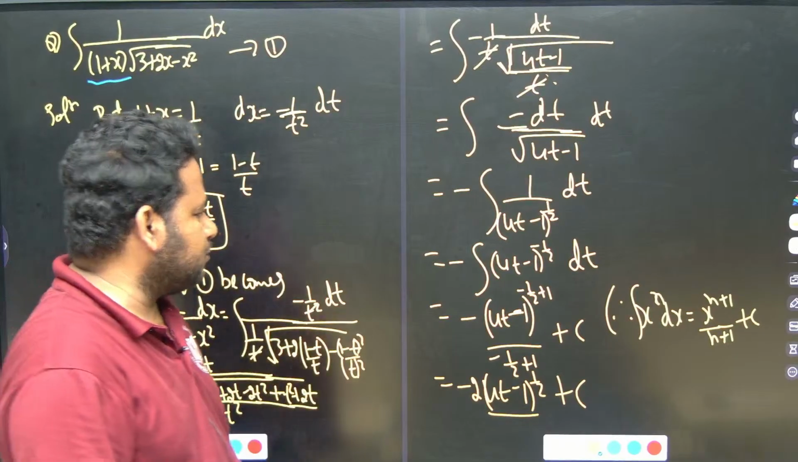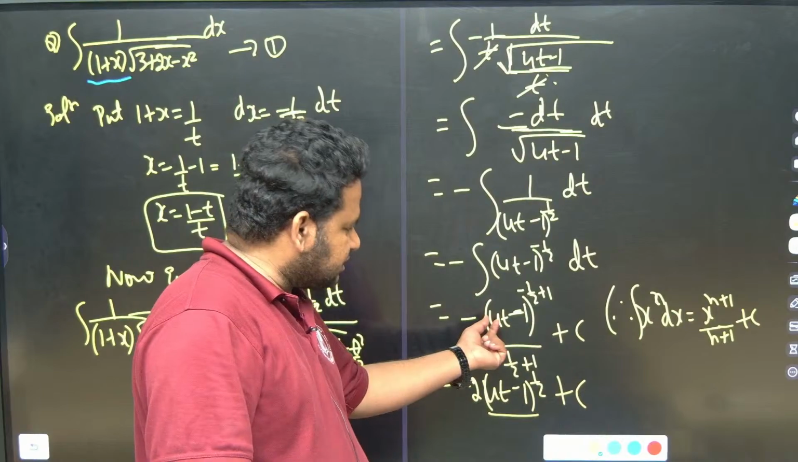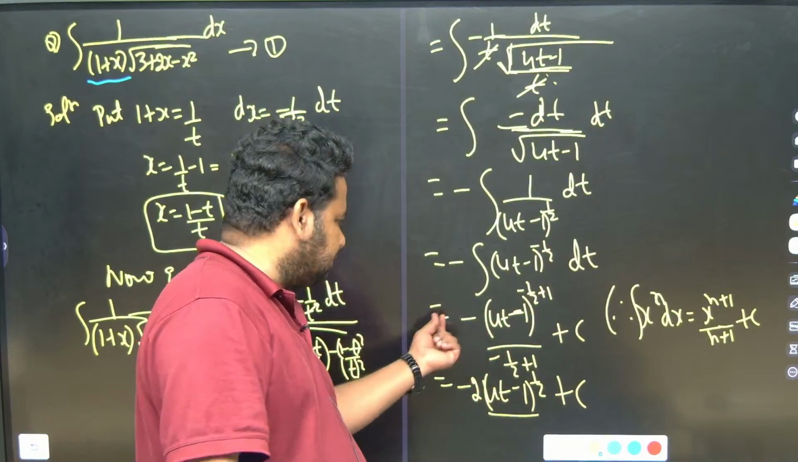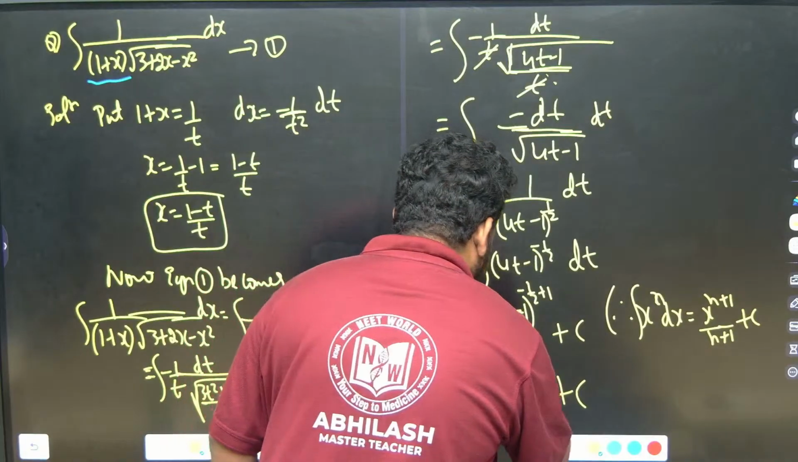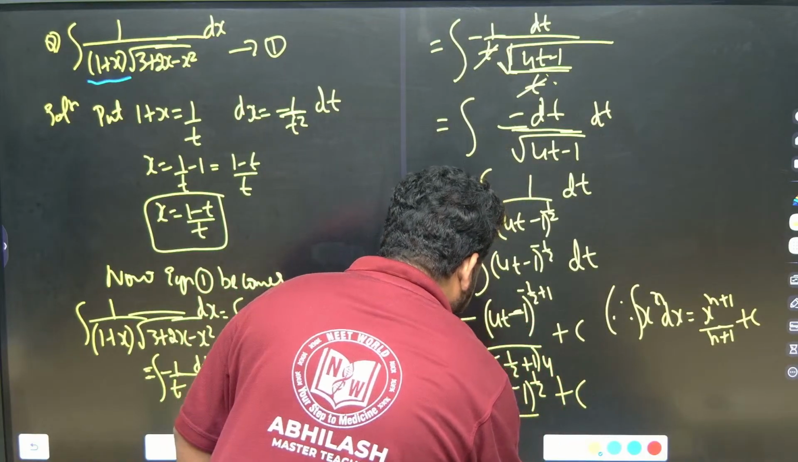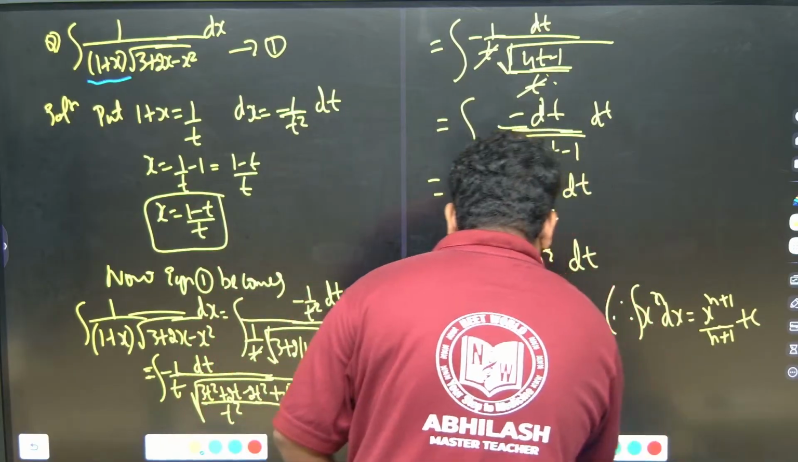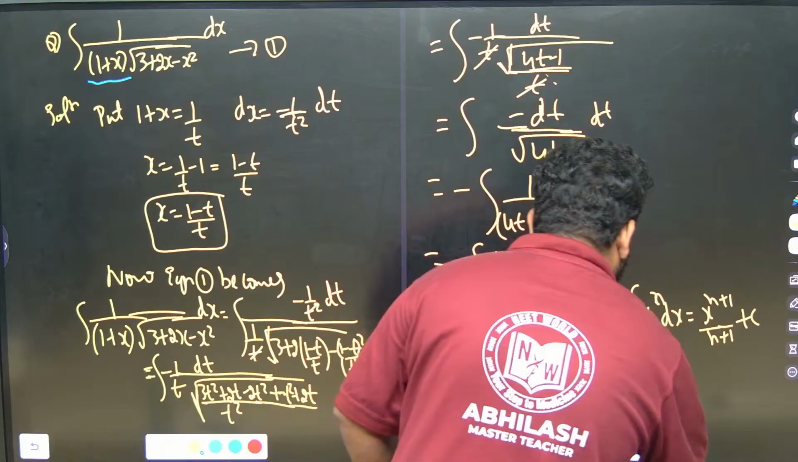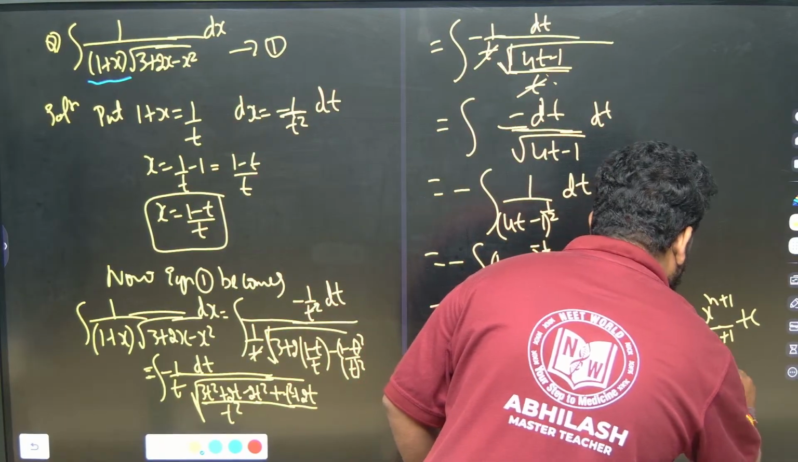But apart from this, you have to understand, here 4t is there, no? So the coefficient of this will come down as a product in differentiation, but here it will come as a denominator. So here I will also be having 4. So this will become what? 2 by 4. So this I will be having as what? Minus 1 by 2 into 4t minus 1 to the power of 1 by 2 plus c.